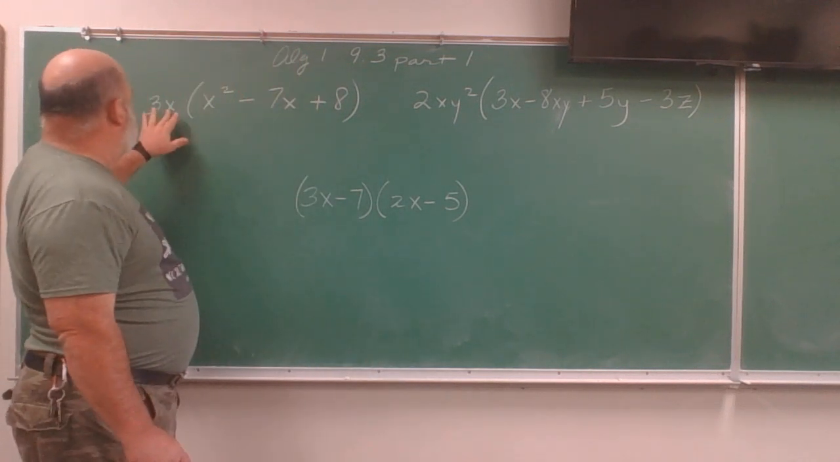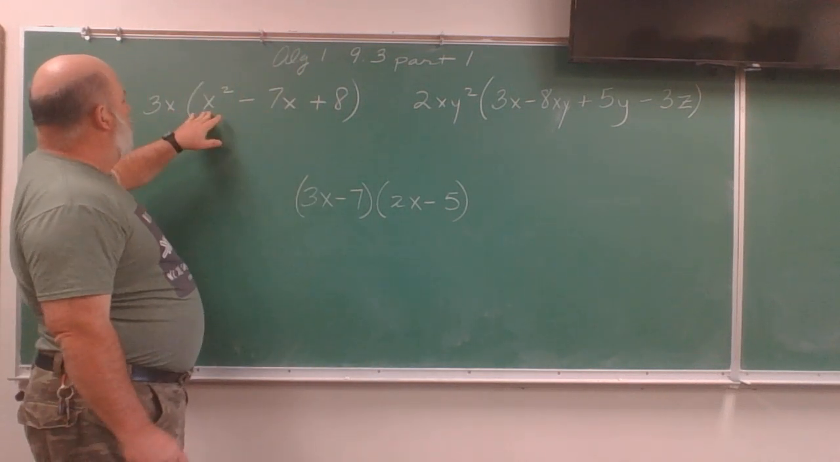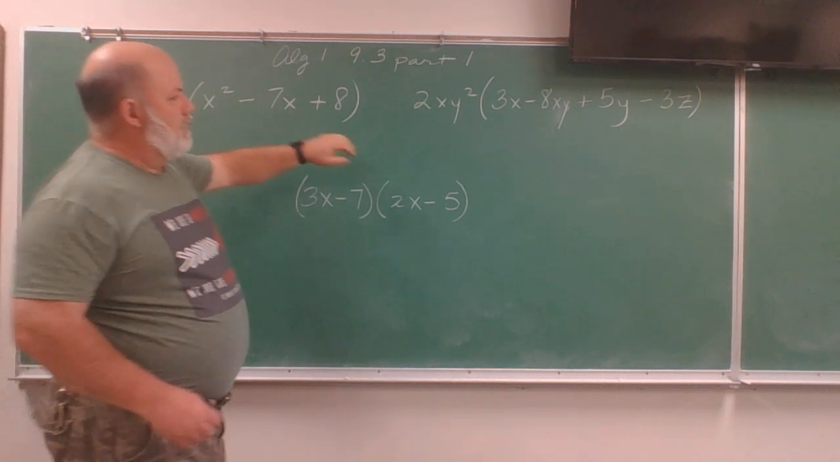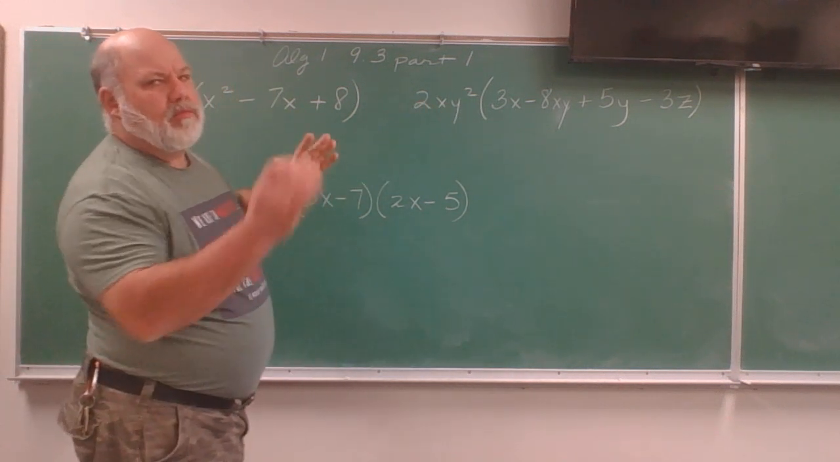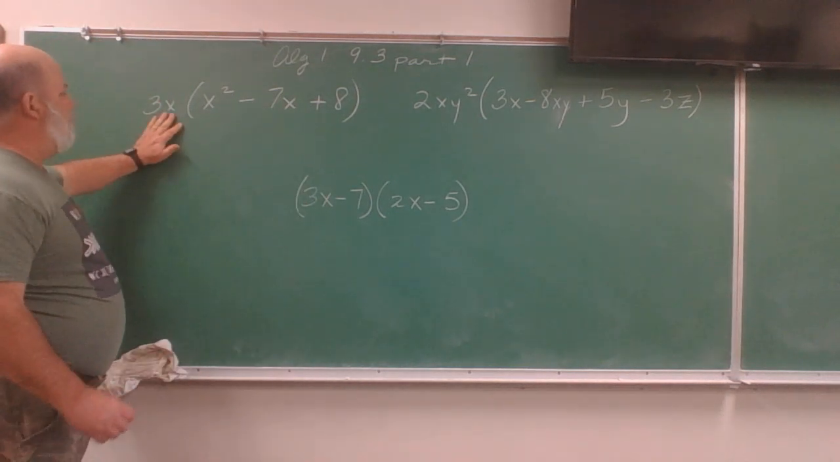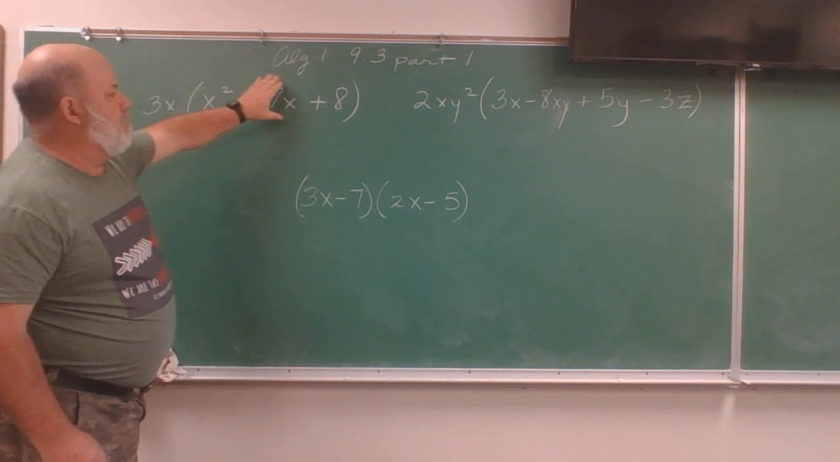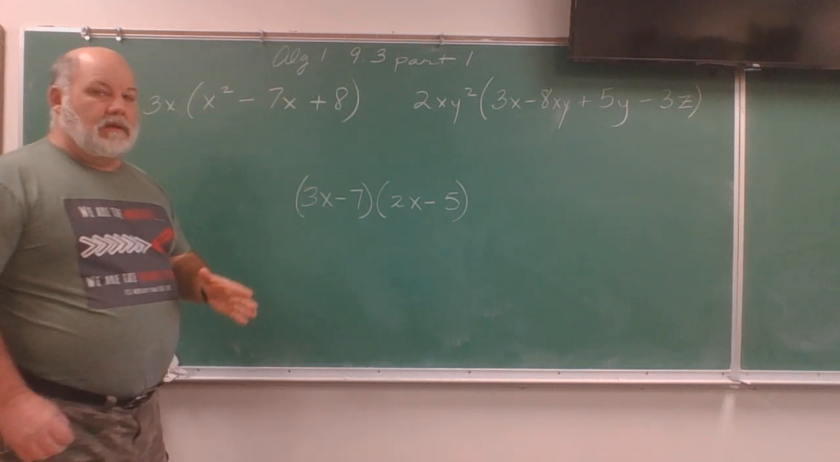Polynomial being, one of these terms with multiple, like 7 and x, and 2x y squared. We just multiply. In this very first example, it says multiply 3x times x squared minus 7x plus 8.